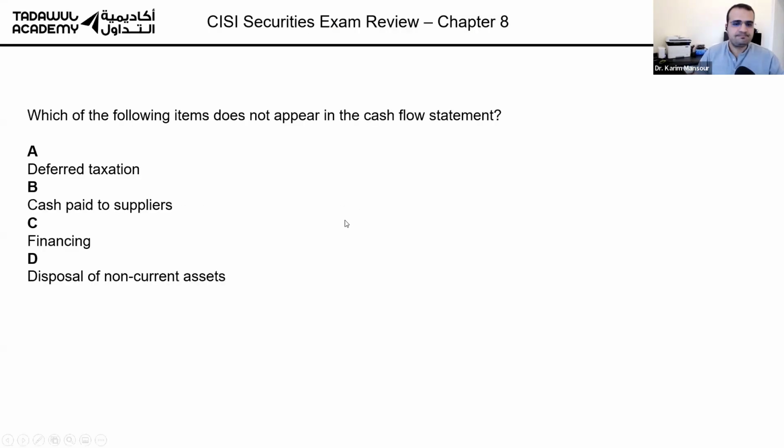Question number 1. Which of the following items does not appear in the cash flow statement? Cash flow statement is a statement that shows you the movements in cash inflows and cash outflows, actual cash payments. Deferred taxation means taxation that you have to pay later. You haven't paid it yet, so there was no cash. Since deferred taxation does not involve a cash movement, then deferred taxation will not appear in the cash flow statement.